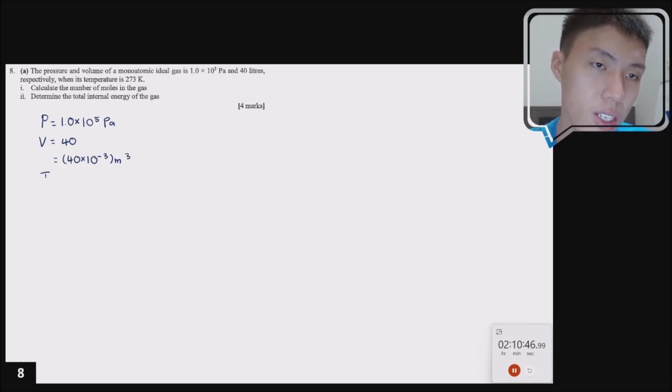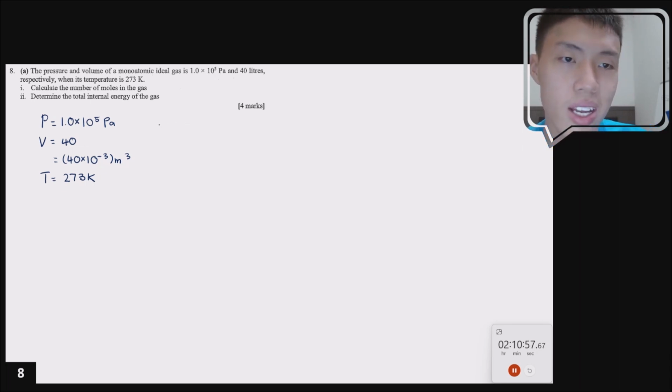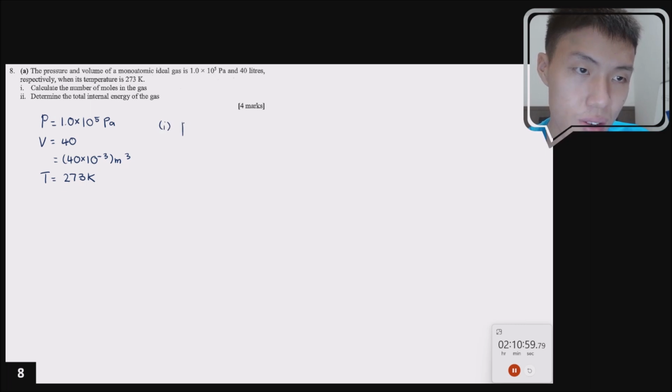Temperature is 273 K. Kelvin is good. We don't need degrees Celsius. We want it to be in Kelvin. Okay, so every information is given to you right now. They ask you to find the number of mole. Suddenly, I feel like I'm doing chemistry over here.